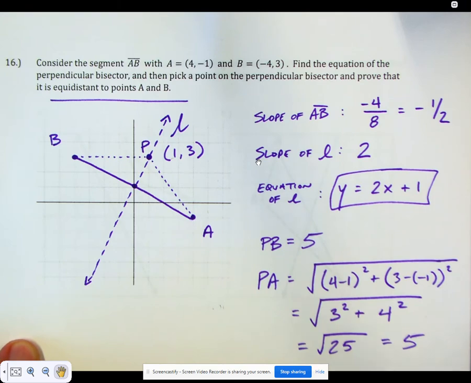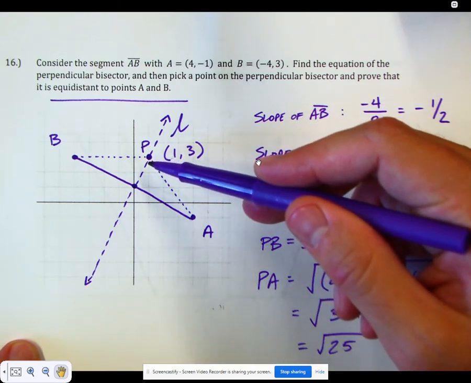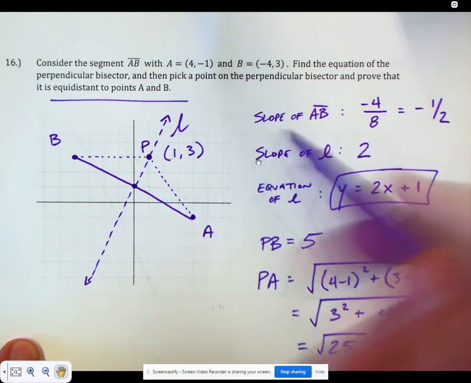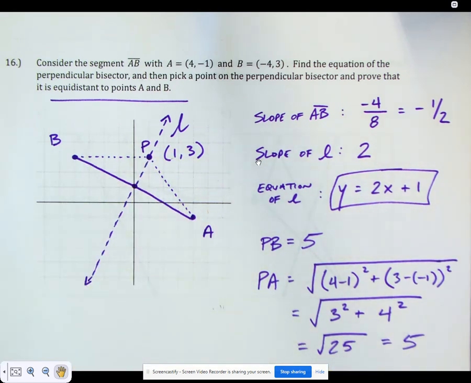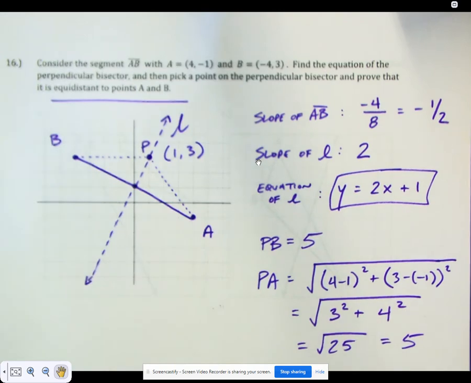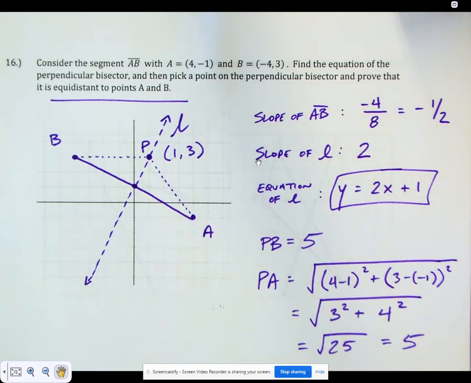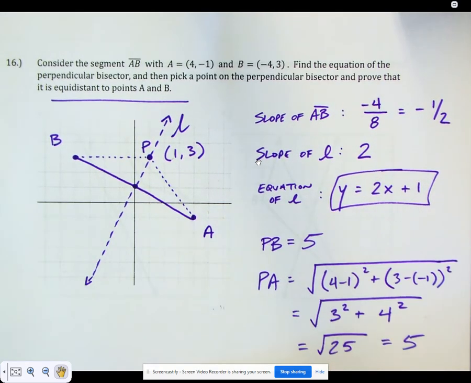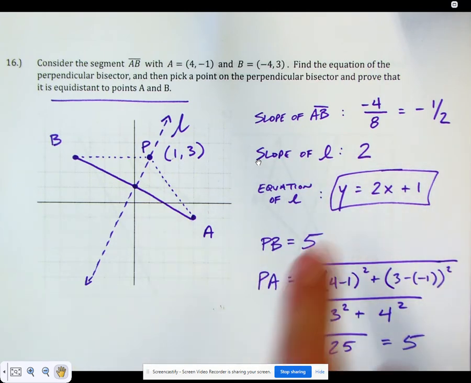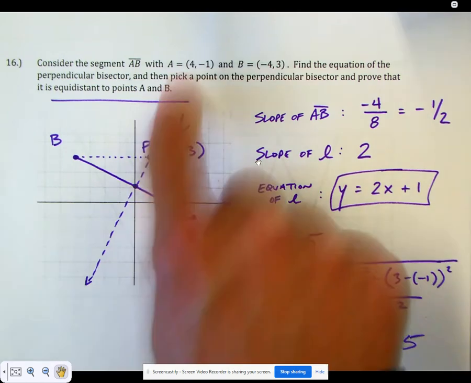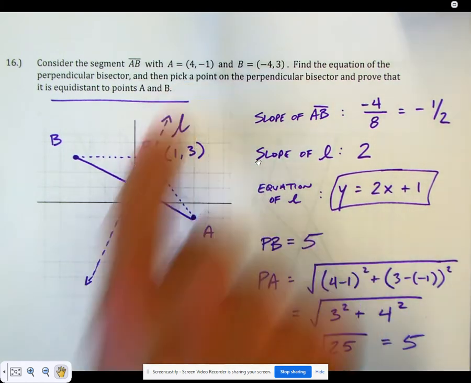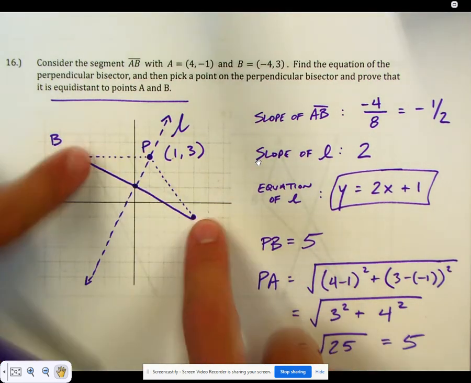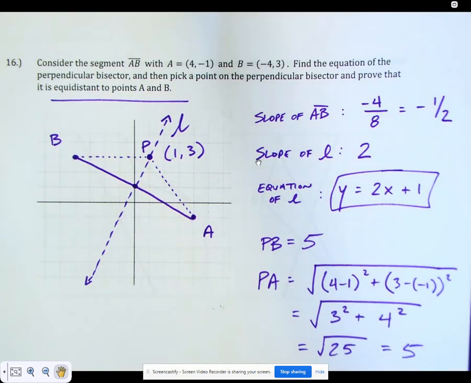So what we did was we picked a point on the line, and it turns out that's the exact same distance from B as it is from A. All right, so hopefully you followed that well enough. That is an example of how, one, you can find the equation of the perpendicular bisector, and then two, it shows that any point we pick on the perpendicular bisector is the same distance away from A and B.